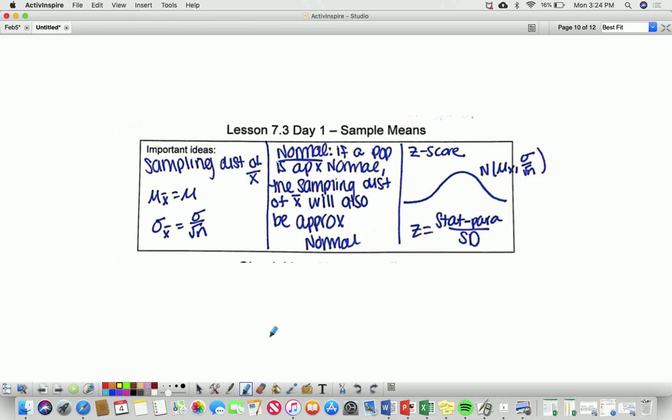Formulas. These, by the way, are also on the formula sheet. Awesome. So, the mean of the sampling distribution of the sample mean is just the population mean. Standard deviation is the population standard deviation over square root of n. Normal: if a population is approximately normal, the sampling distribution of the sample mean will also be approximately normal. And then z-score. I keep saying value minus mean over standard deviation. The way it's written on your formula sheet, which I'll show you next class, is statistic minus parameter over standard deviation.